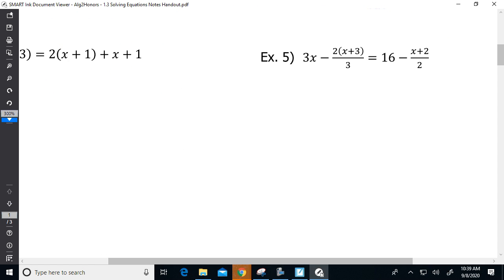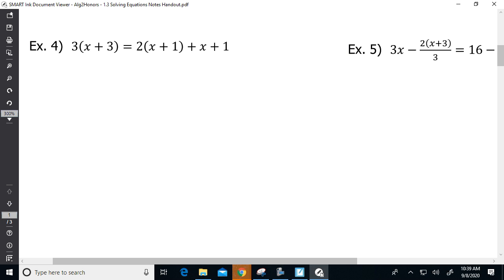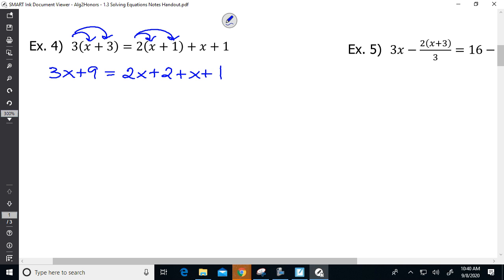Let's go on to example 4. Example 4 goes into some of those special cases as it relates to an equation. So we got 3 parentheses 3x plus 3 equals 2 parentheses x plus 1 plus x plus 1. First things first, we've got the parentheses. Distribute. So you have 3x plus 9 equals 2x plus 2 plus x plus 1. Clean up the right-hand side: 3x plus 9 equals 3x plus 3.